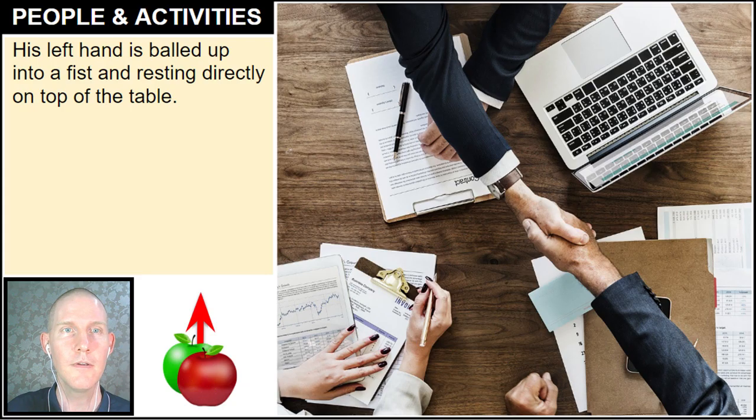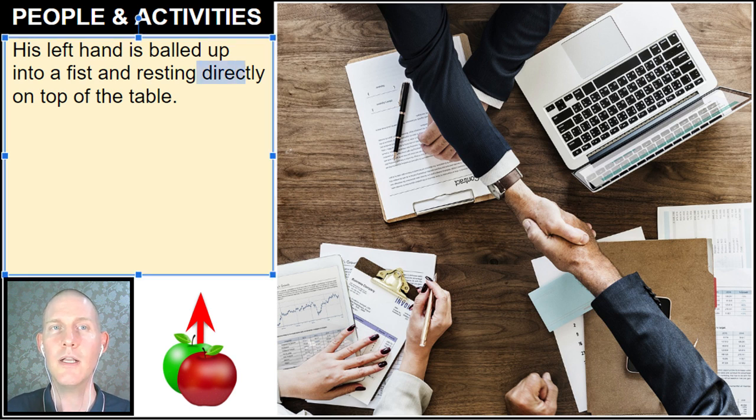All right. Okay, and his hand is resting directly on top of the table. And I put directly on top of the table because the woman's hand is on top of documents, right? So it's not directly touching the table. However, his fist is directly touching the table and resting on it. So it's not probably pushing against it, it's just kind of lying there, touching the table lightly.